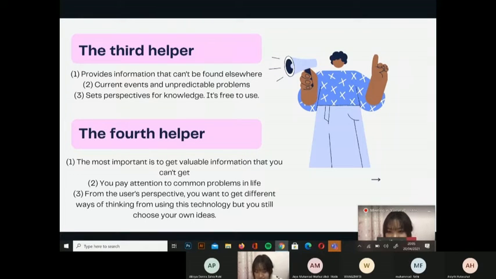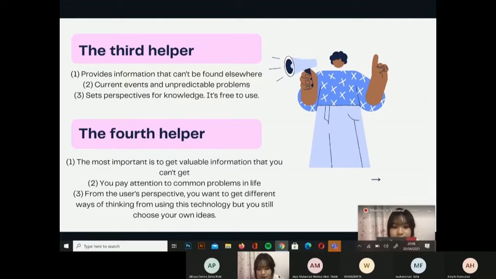The third helper gave us the answer that the fresh eye technology will provide information that can't be found elsewhere. She also pays attention to current events and unpredictable problems. The third question, her answer is it cites perspectives for knowledge and is free to use.